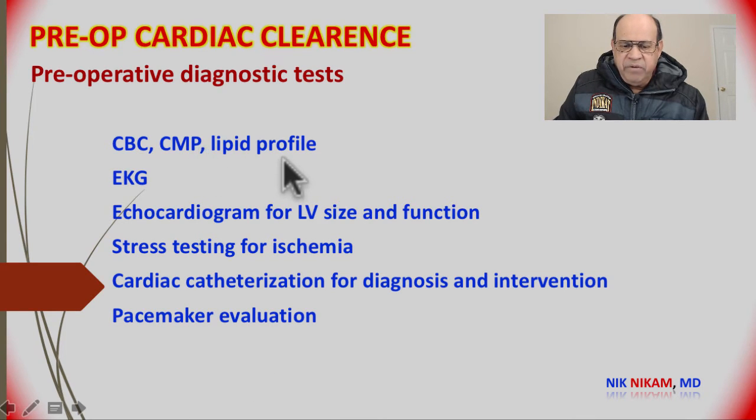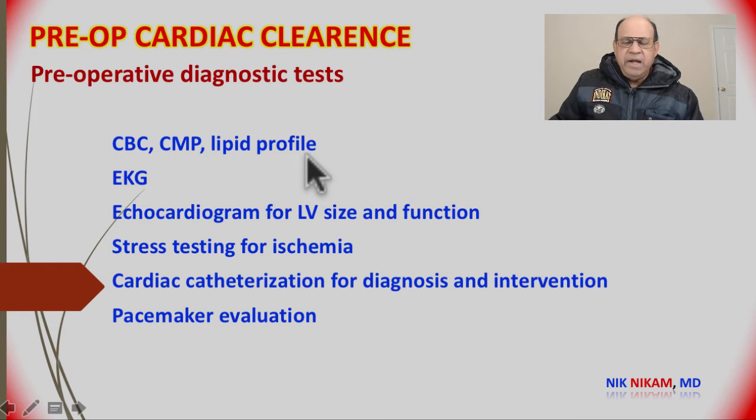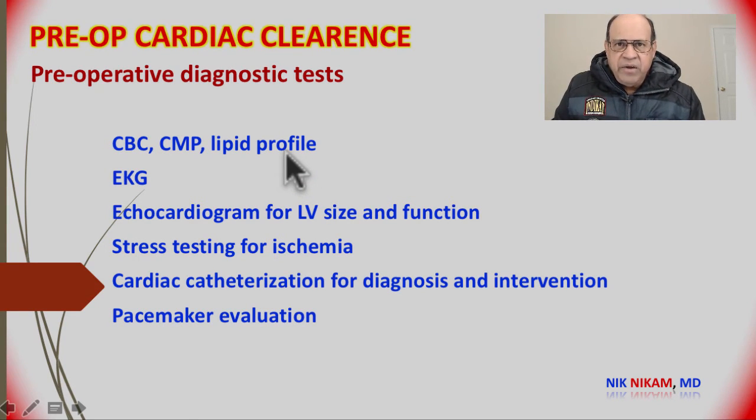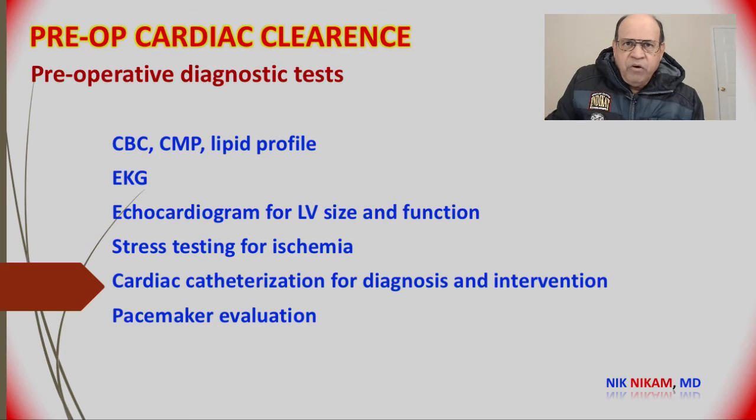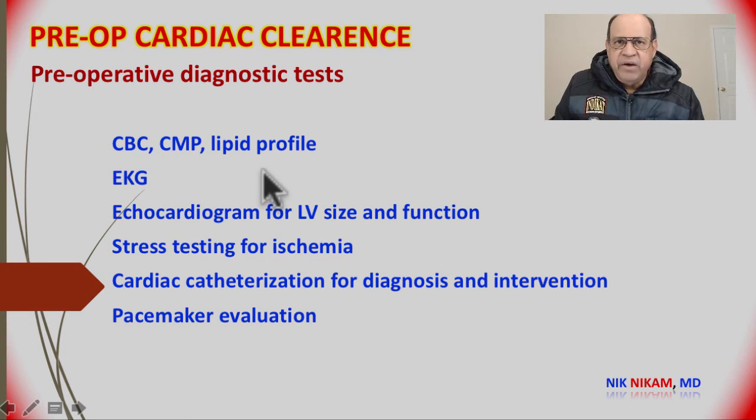CMP and lipid profile can tell us about their kidney function, liver function, and electrolytes, more importantly, because cardiac patients are on diuretics along with ACE inhibitors. So they can either have low potassium or high potassium or low magnesium. All of them can precipitate cardiac arrhythmias in the perioperative phase.